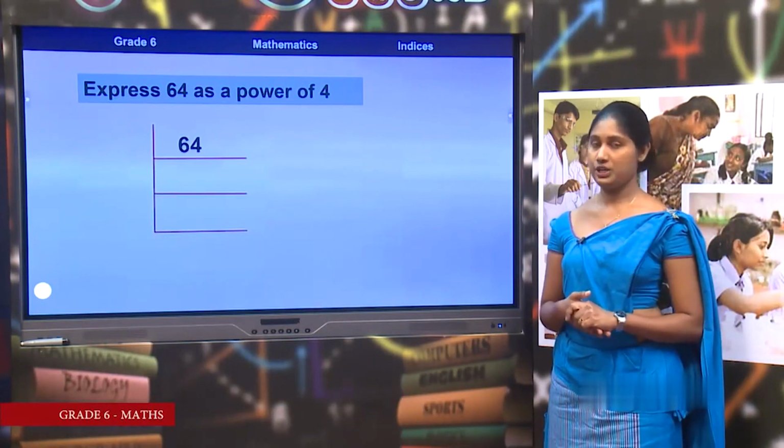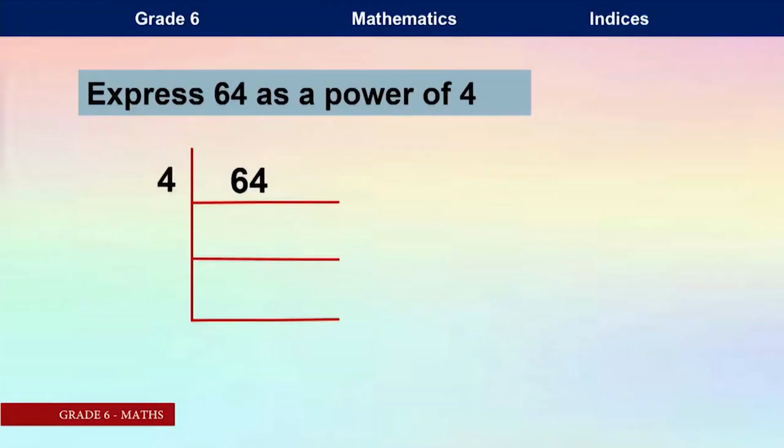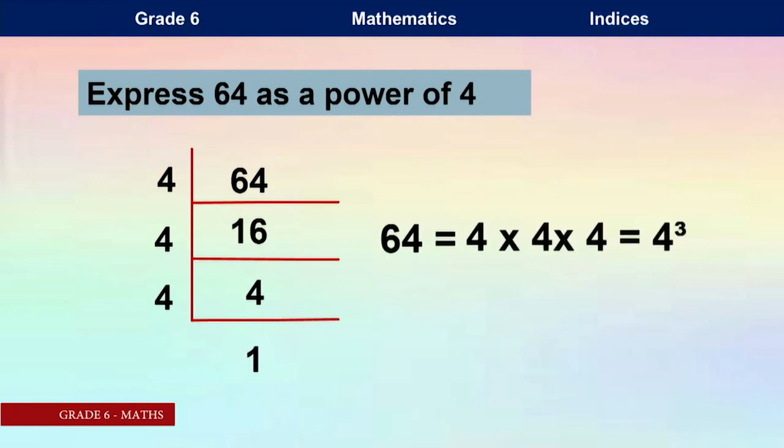64 divided by 4, what is the answer after dividing 64? That is 16. 16 again you have to divide by 4. After dividing it, 4. Then 4 you can divide again by 4, that is 1. Then we can write 64 equals 4 into 4 into 4, that is you can write using index notation, that is 4 to the power 3.